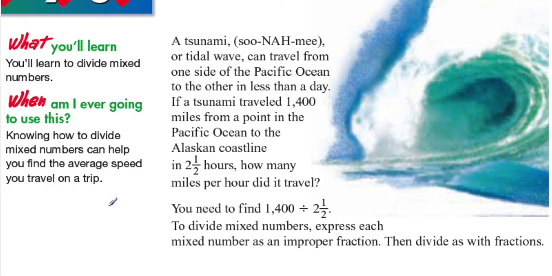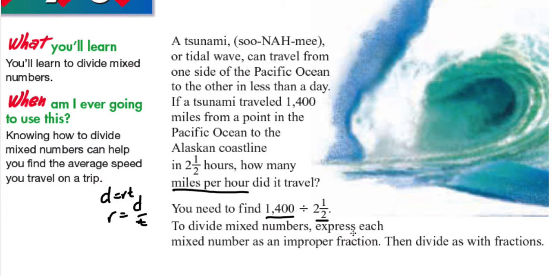Because we have the formula to find distance. Distance is equal to rate times time, and we're looking for our rate, which is miles per hour. So rate is given as distance over time, or distance divided by time. In this case, our distance is 1,400, and the time it took for the tsunami to travel the distance would be 2.5 hours. That's a little bit of background on how we got to this division problem.